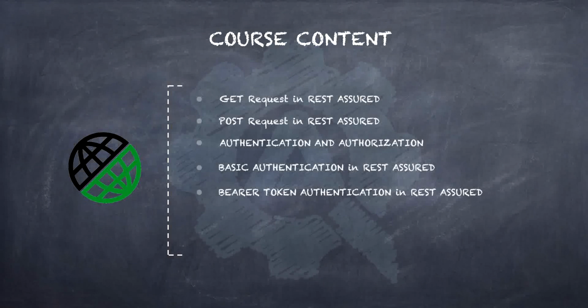Following the authentication and authorization, what we have next is the PUT request in Rest Assured. The PUT request is used to update the resources which are located on the server. We'll be studying about them in greater detail. Moving on, lastly, what we have is the DELETE request in Rest Assured. The DELETE request in Rest Assured is basically used to delete the resources which are located on the server.